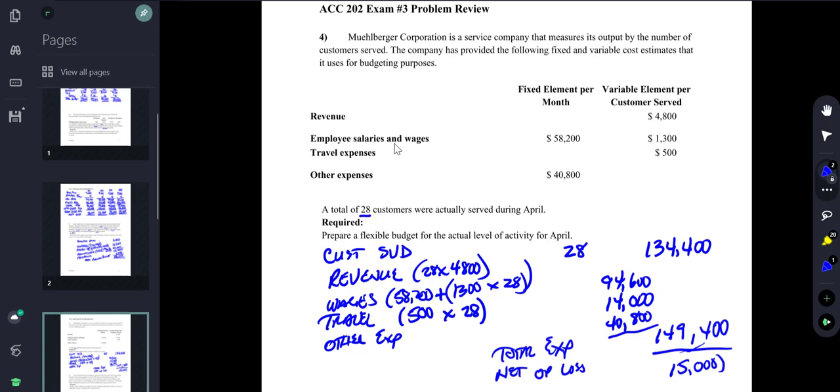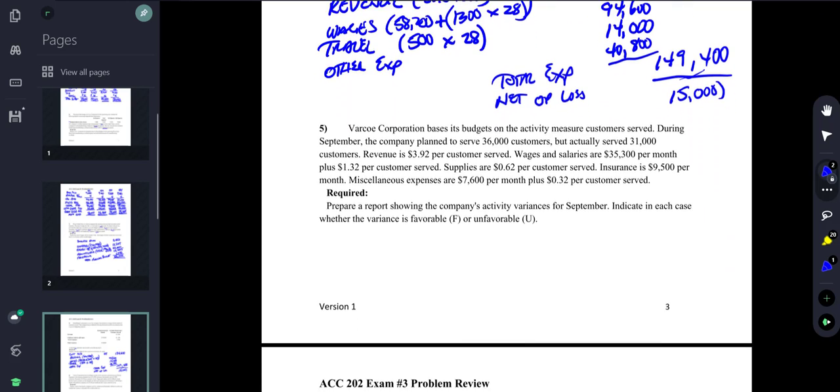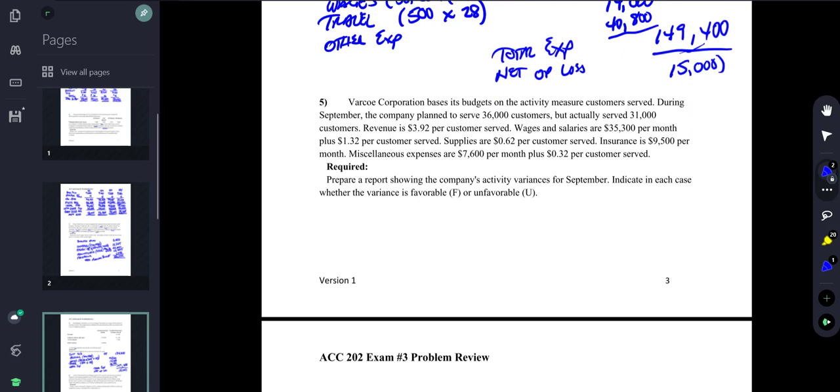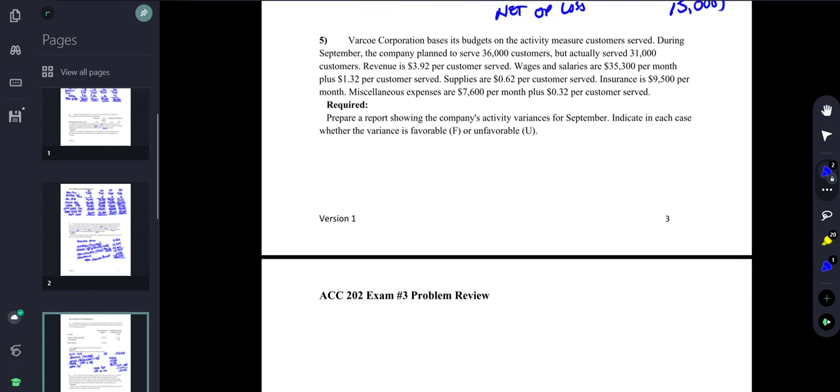All right, so that does it for number 4. Number 5, we're looking at this Vanco Corporation, and we're talking about calculating the activity variances. Like I told my other classes, I'm not going to have you go through and create the entire performance report, but I am going to show you how they calculated a couple of these variances.